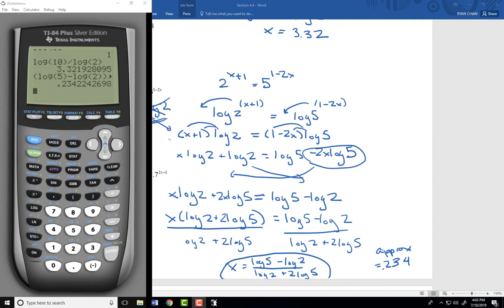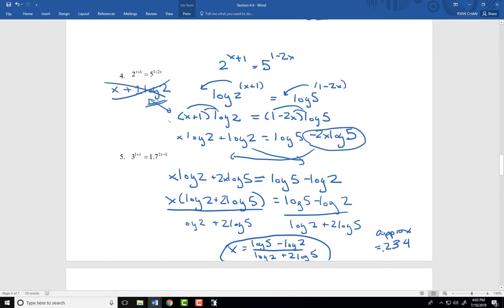So this is what you would actually do. You'll go math, and you go to NUM, and then press the up arrow. And the one that says n over d, that means they just want you to write it as a fraction. And then you can type it in. So I'm like log of 5 minus log of 2, and all over log of 2 plus 2 log of 5. Okay, and hit enter, and you get the same thing.